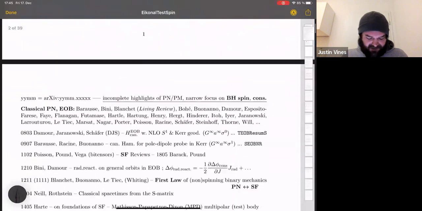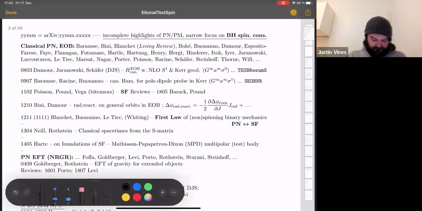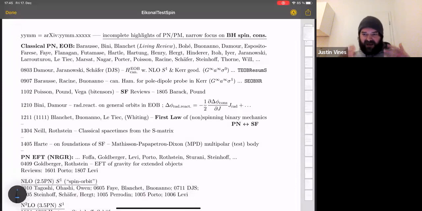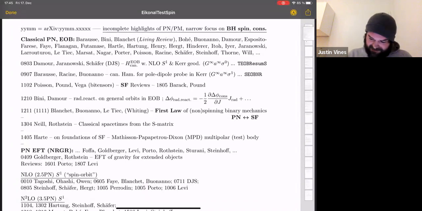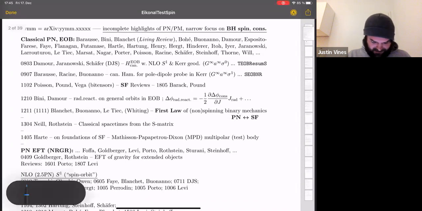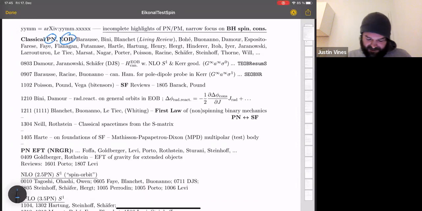Okay, then we move on to where we are at with PN, PM spin. So of course, there's a very long history, which I can't go into, of the post-Newtonian approximation, also post-Minkowskian approximation, applied to binary motion, also with spin. The slides will be posted. I don't have time to go through this at all, except just to circle some things like PN, EOB, self-force.